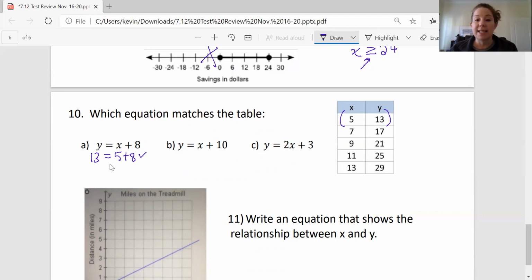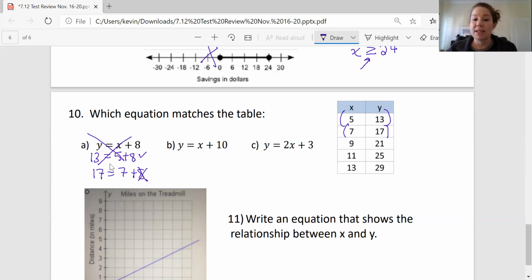So let's try the second coordinate. So Y is 17. Does 17 equal 7 plus 8? Nope, 7 plus 8 is 15, which means that A cannot be the right answer because it doesn't work for every coordinate. All right, let's look at letter B. Does B work for every coordinate? Well, let's see.